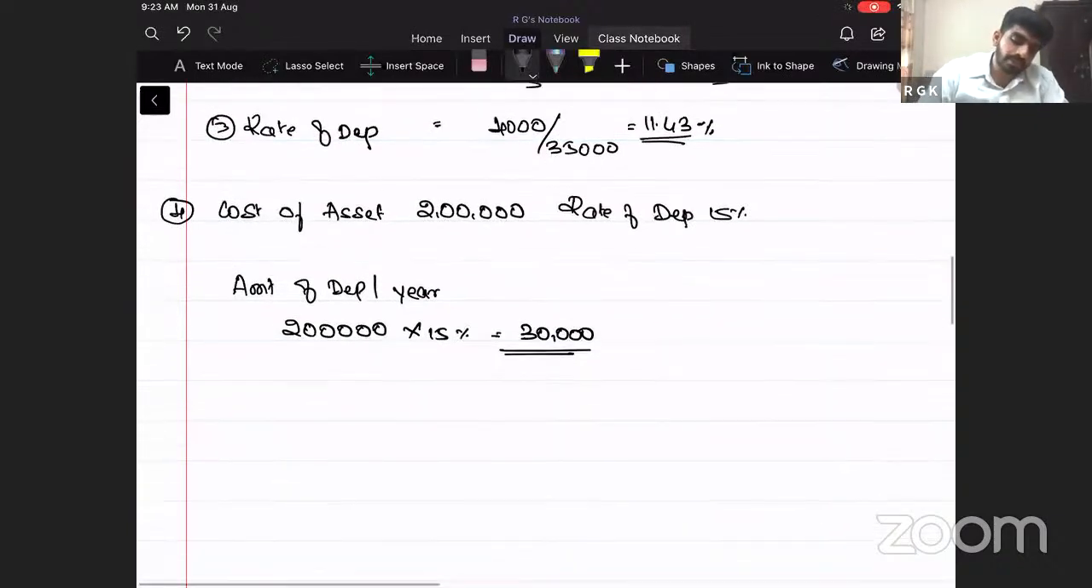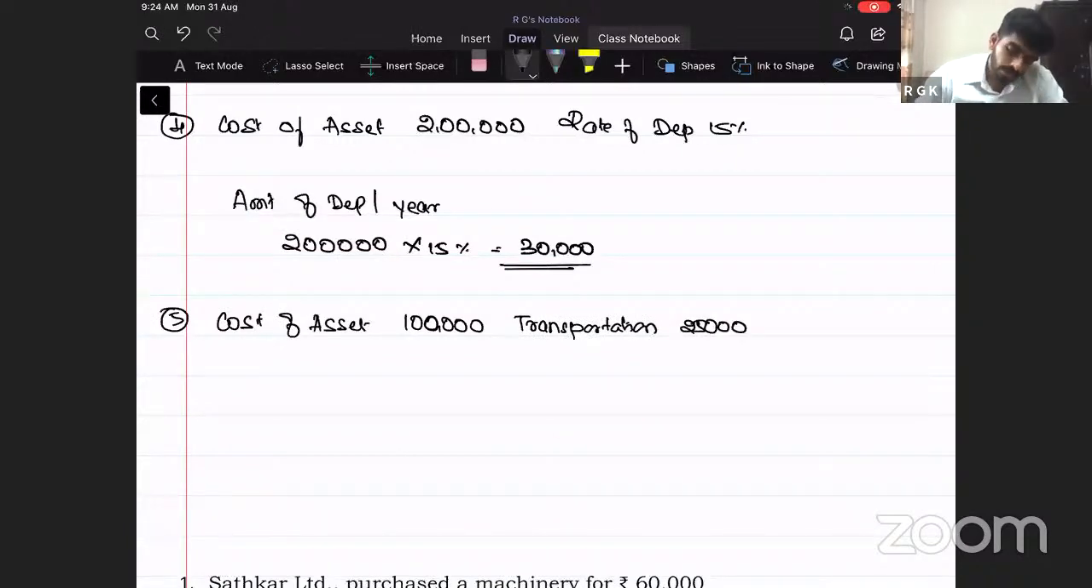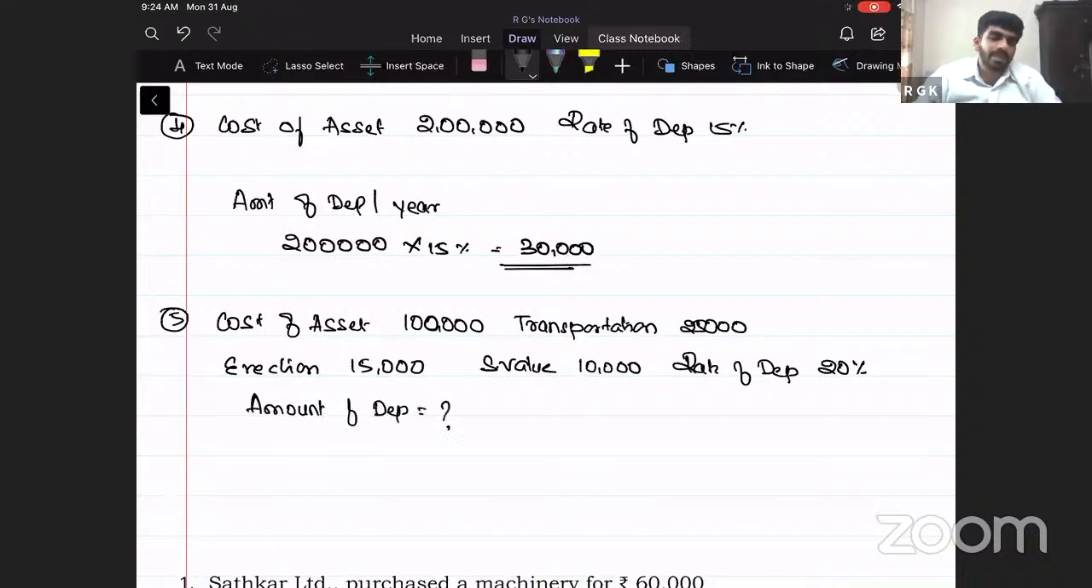So this is another case. Let us take up case number 5. Cost of asset, 1 lakh. Transportation charges, 25,000. Erection charges, 15,000. Scrap value, 10,000. Rate of depreciation is 20%. Tell me the amount of depreciation.